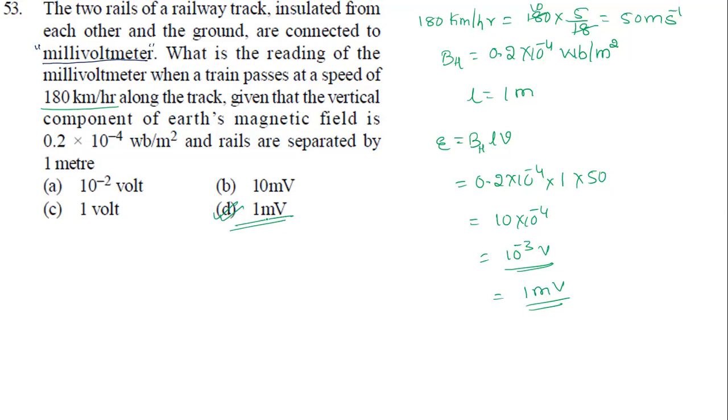So it is going to show 1 millivolt. It's a simple thing. The train is moving so fast, like a conductor moving with velocity, like a motional EMF. The track is like this, there is a conductor moving in this way, and the magnetic field is BH, the horizontal component. It is uniform everywhere. That is the best thing.